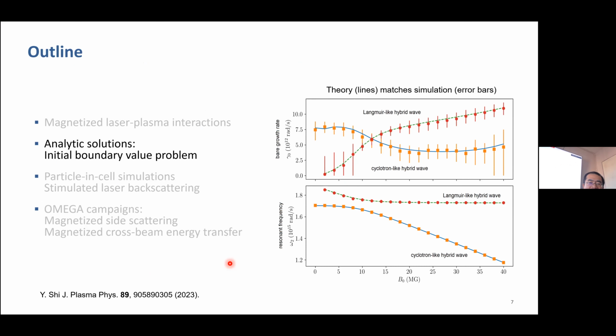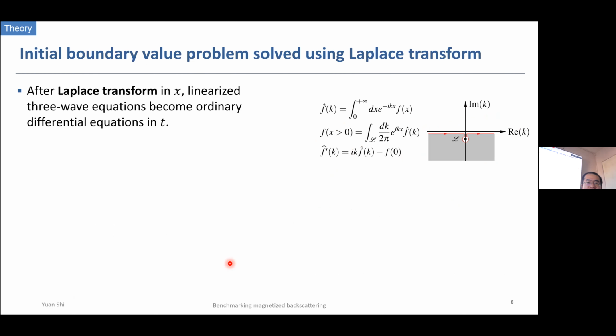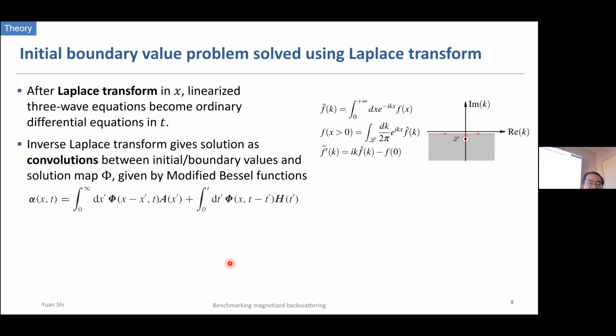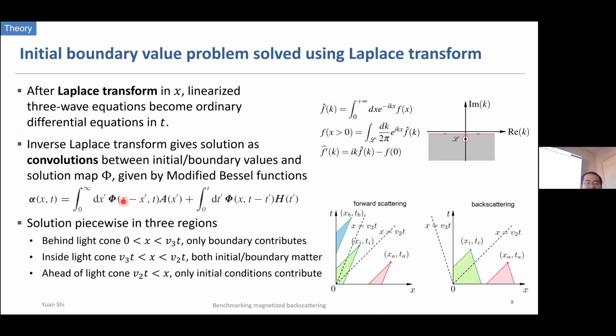Okay, so then I talk about the general field and what we're trying to do. I think we can go into slightly more detail, although I'll probably skip some of the things. One thing is we're going to solve the initial boundary value problem. If you've heard of the Laplace transform, that's how we're going to solve it. I'm not going to show the details here, other than showing there is a formula that relates the initial condition A and the boundary condition H to the solution. The key is a solution map, which is kind of like a Green's function. I'm going to show you that there is a key difference between forward scattering and back scattering because of causality.